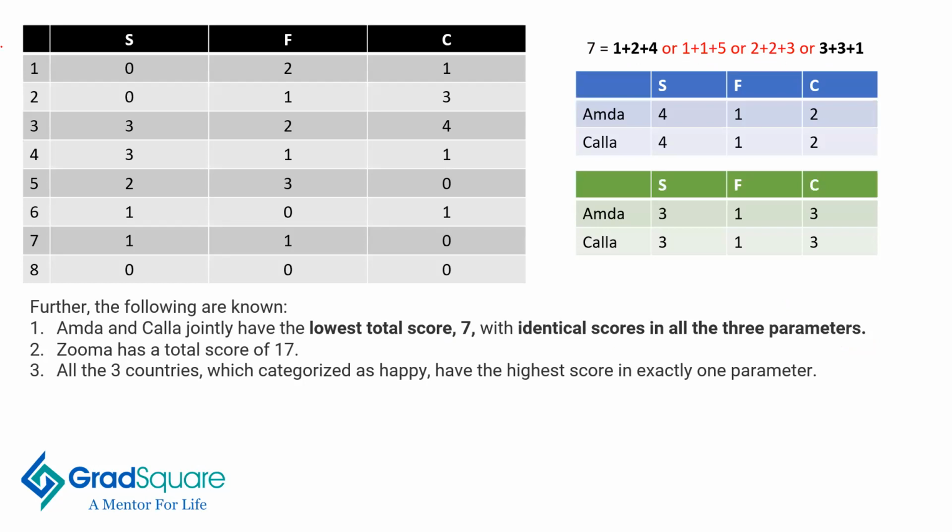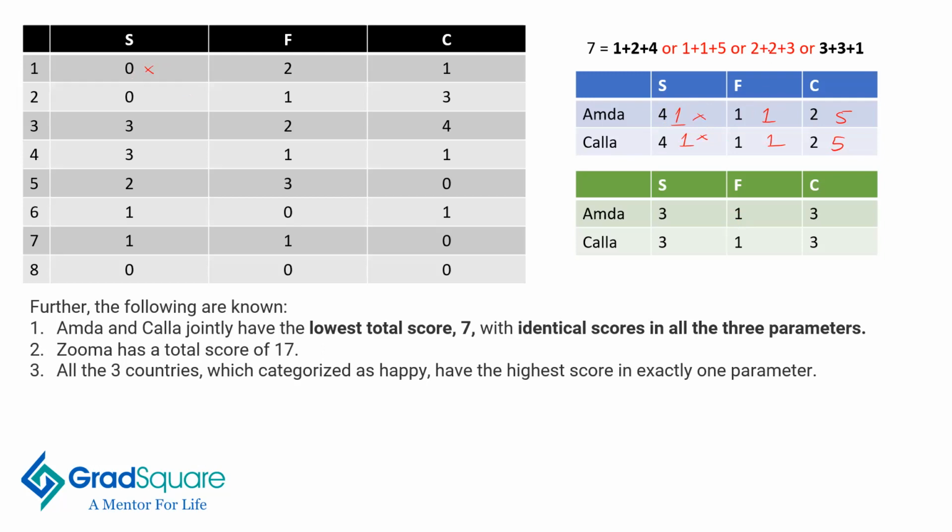Now, if you look at this, I have made this table here saying that Amanda and Kala can only have 4, 1, 2 or 3, 1, 3 as a possibility. Why is that so? Because if I put Amanda as 1, 1, and 5, and here again Kala as 1, 1, and 5, then for Social Security, 1 would have had to come at least 2 times, but it's showing it as 0. So obviously this is not possible, isn't it?